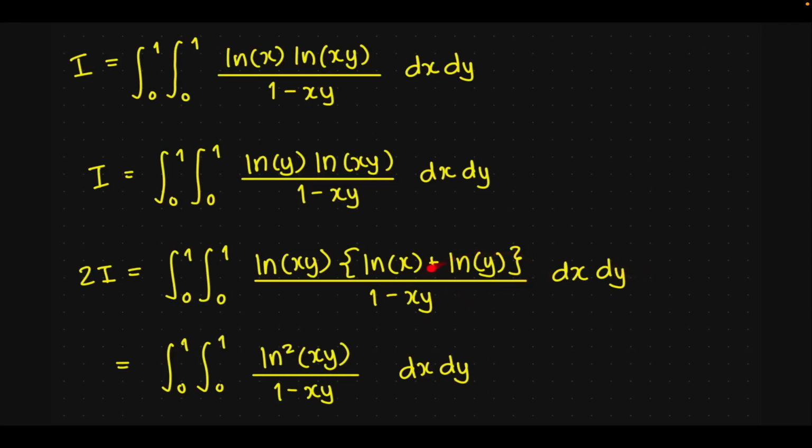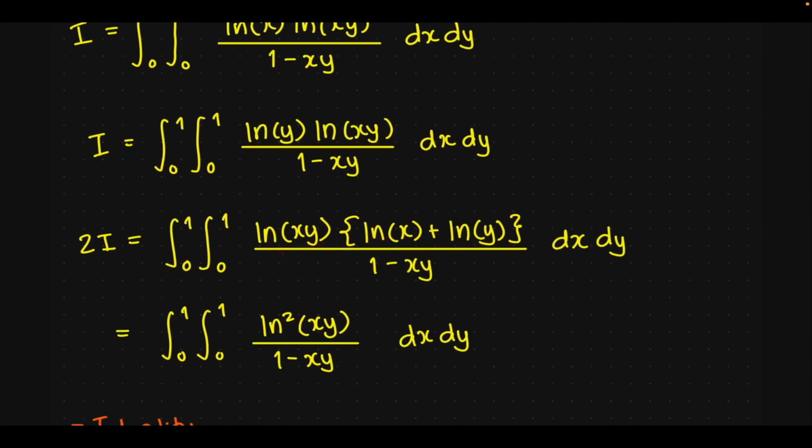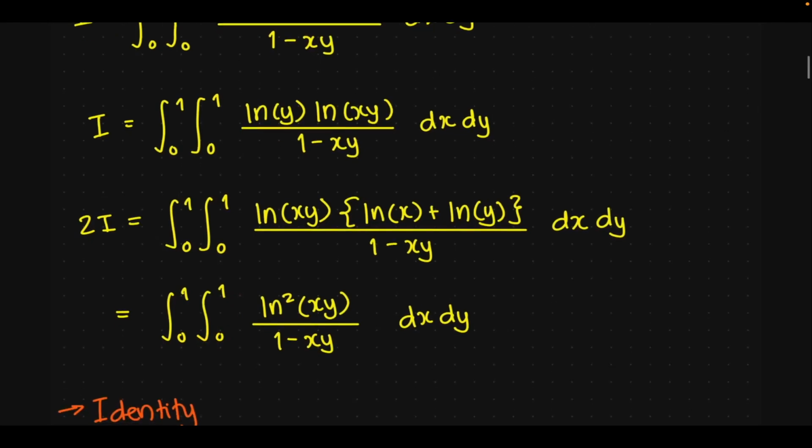The advantage of doing this, and I repeat, is that ln x plus ln y becomes ln xy using the properties of logs. So we have ln xy and ln xy, so that becomes ln squared xy divided by 1 minus xy dx dy, again on the unit square domain of integration.